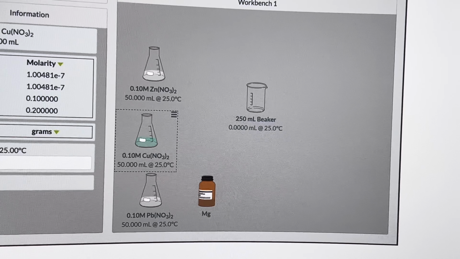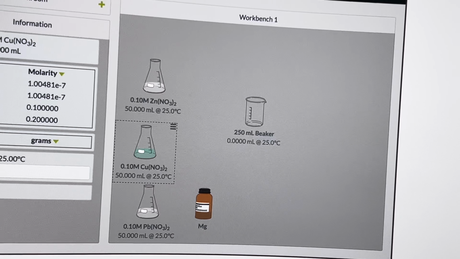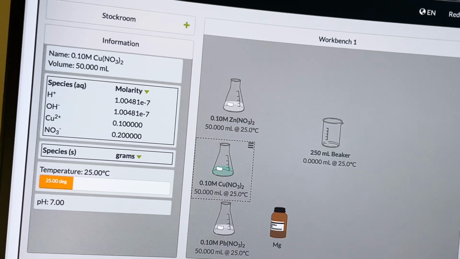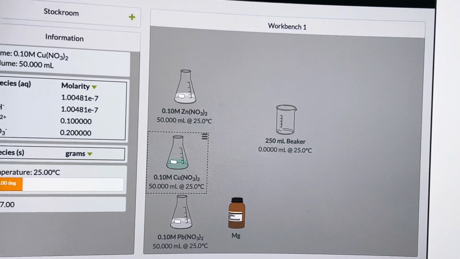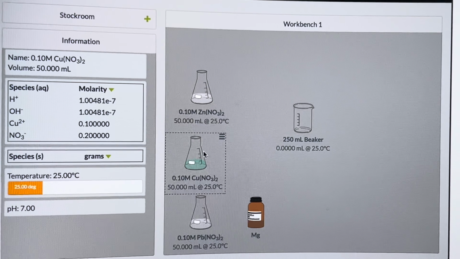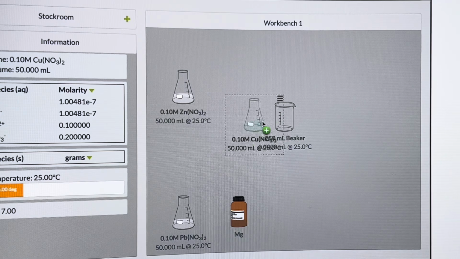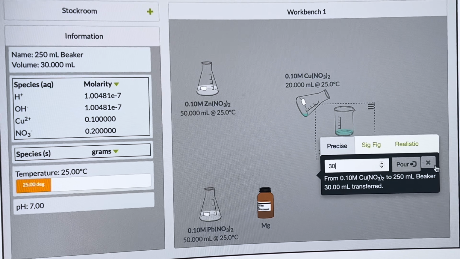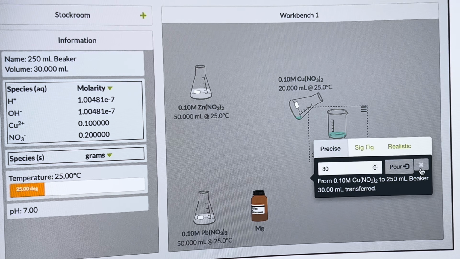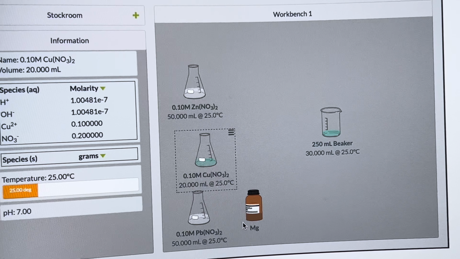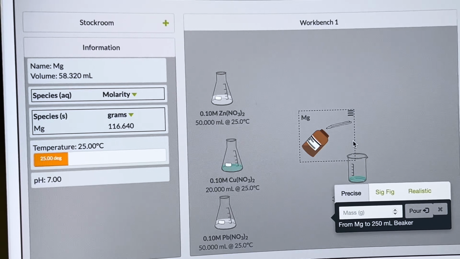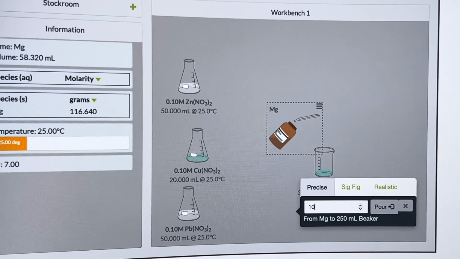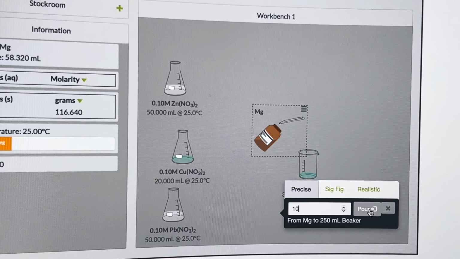Finally, I'll test the magnesium, which is light gray in physical appearance. So first, I'll pour 30 milliliters of the zinc nitrate into the beaker, like so. And I will dispense 10 grams of the magnesium solid into the beaker.